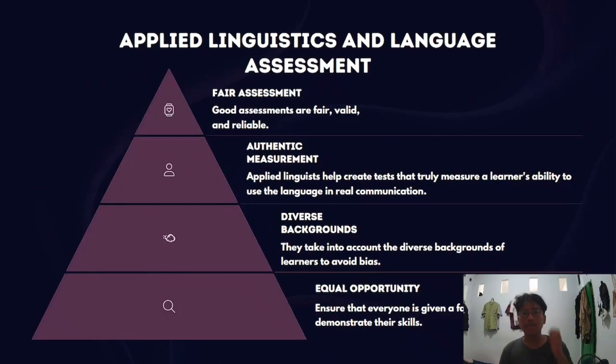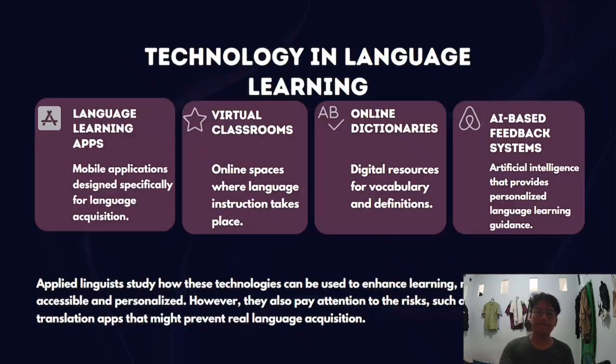Applied linguistics and language assessment. First, fair assessment. Good assessments are fair, valid, and reliable. Second, authentic measurement. Applied linguistics helps create tests that truly measure a learner's ability to use the language in real communication. Third, diverse backgrounds. They take into account the diverse backgrounds of learners to avoid bias. Fourth, equal opportunity. Ensure that everyone is given a fair chance to demonstrate their skills.